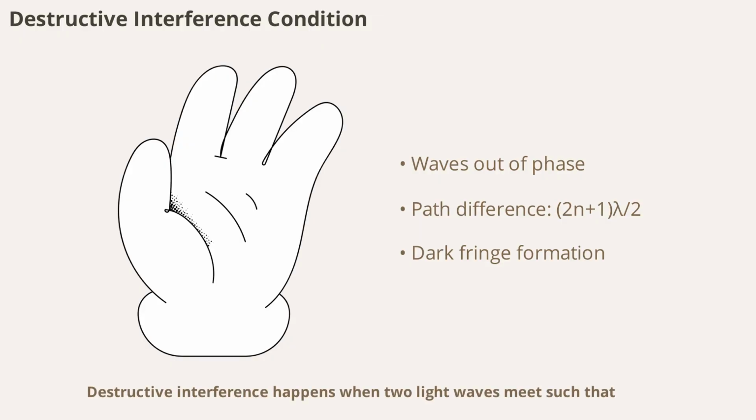Destructive interference happens when two light waves meet such that the crest of one coincides with the trough of the other. This causes the waves to cancel each other out, resulting in a dark fringe. The condition for destructive interference is that the path difference between the waves is an odd multiple of half the wavelength. This explains the dark bands seen in interference experiments.